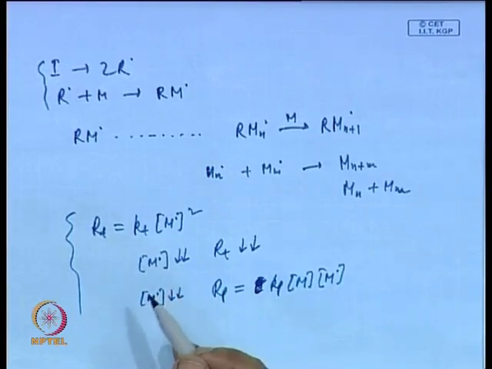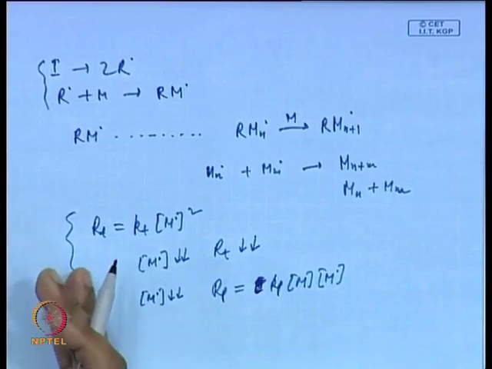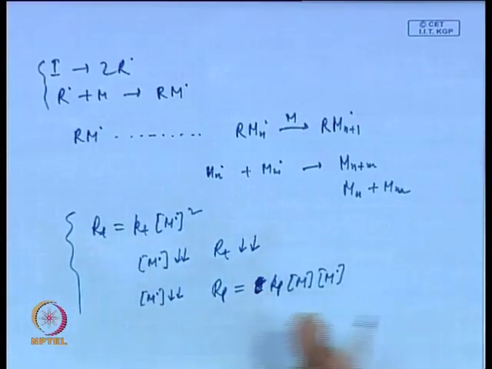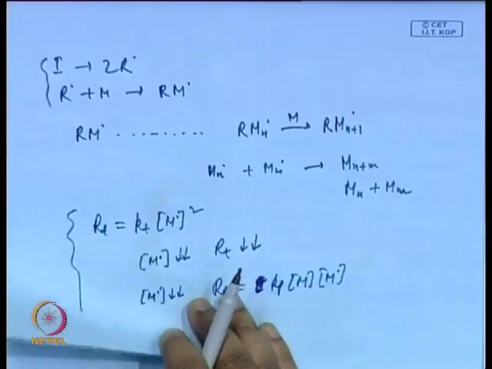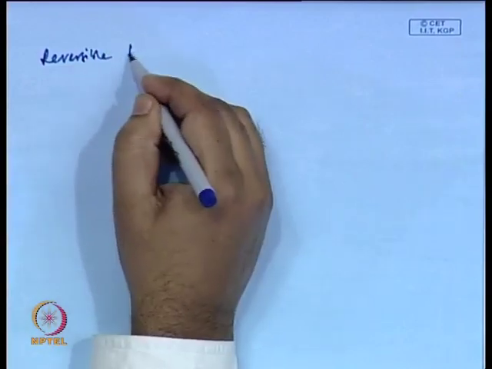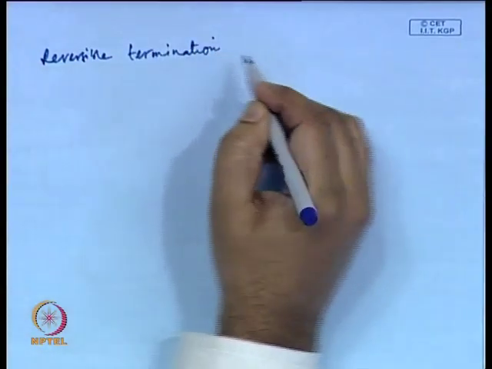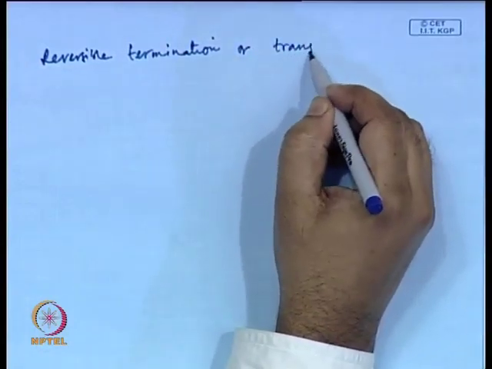Now, how do you achieve the condition where you let all the chains react for the same duration? That is achieved by reversible termination or reversible transfer reaction.